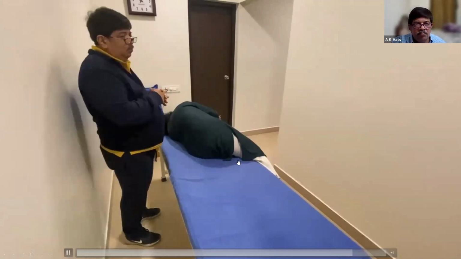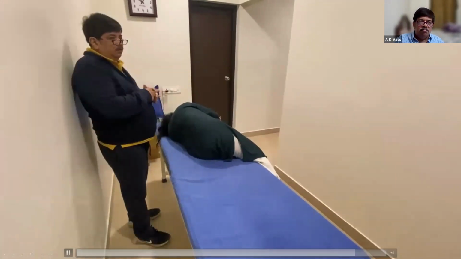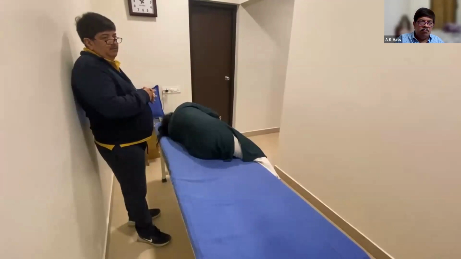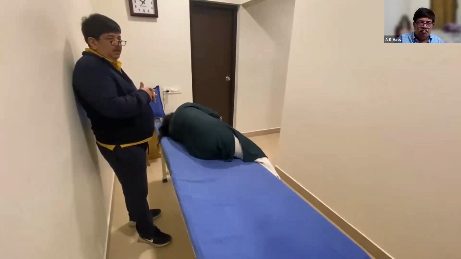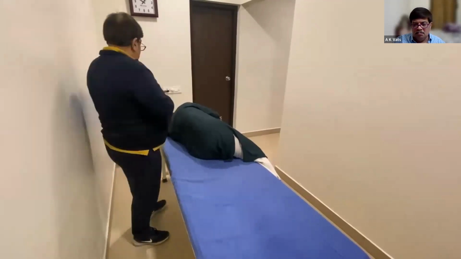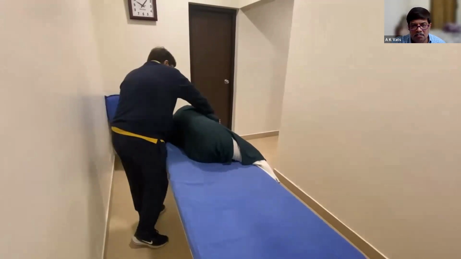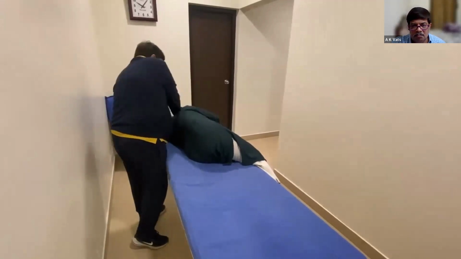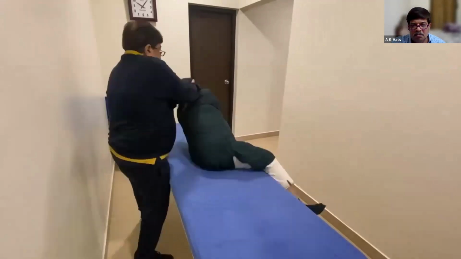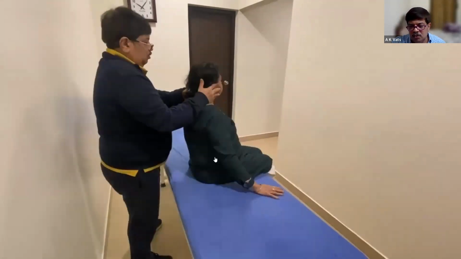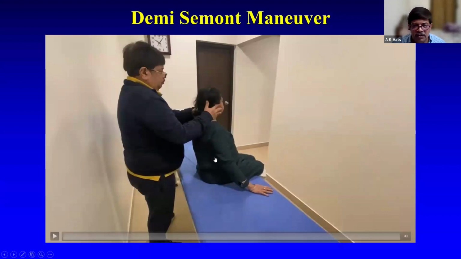I do around 5 modified Semont maneuvers in one session of treatment, and I review the patient for positional tests around 1 to 4 hours later. Now I am uprighting her. Stop. So I have uprighted her, she has uprighted herself, and I have just maintained the neck position.